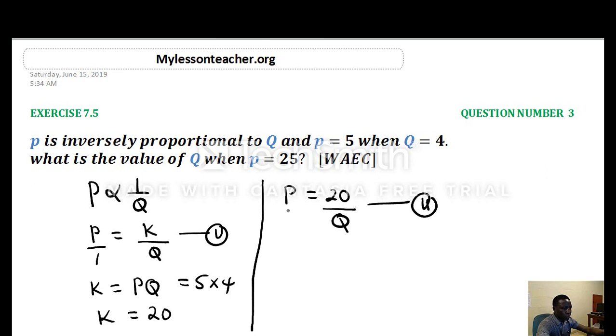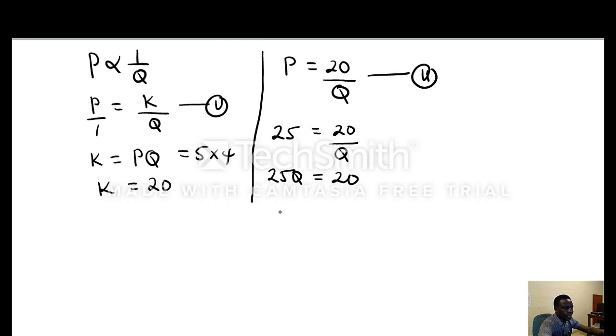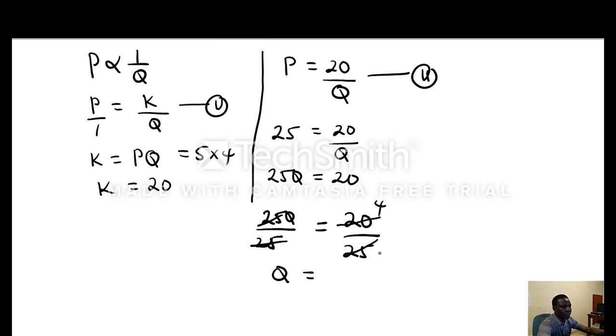So what I'm going to do is to substitute p for 25 in this equation and simplify. So that will give me 25 is equal to 20 divided by q. When you cross multiply, you have 25q is equal to 20. Dividing both sides by 25, you have 25q divided by 25 is equal to 20 divided by 25. 25 into itself is 1, leaving us with q is equal to, let's simplify this to its lowest term, 5 into 20 is 4, and 5 into 25 is 5, so that our q becomes 4 over 5 as our answer.